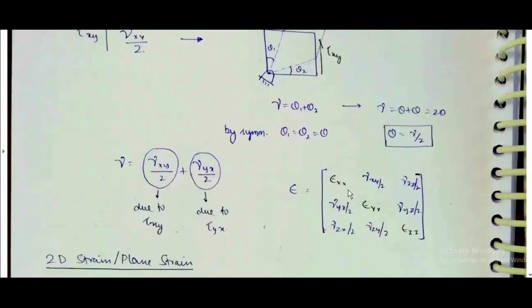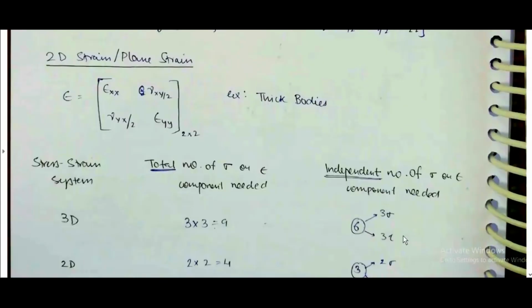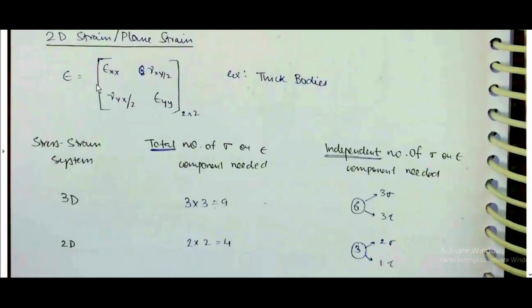Epsilon is equal to epsilon xx, gamma xy by 2, gamma xz by 2, gamma yx by 2, epsilon yy, gamma yz by 2, gamma zx by 2, gamma zy by 2, epsilon zz. For 2D strain or plane strain, epsilon is equal to epsilon xx, gamma xy by 2, gamma yx by 2, epsilon yy. Example: thick bodies.